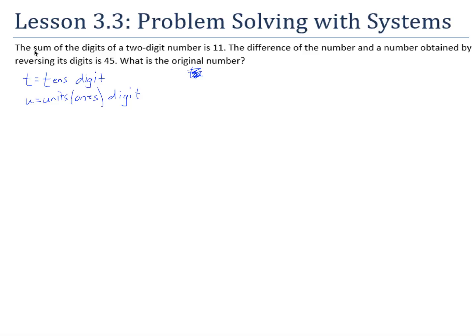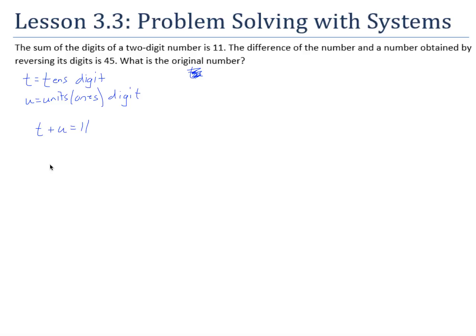Well, the first part of this is pretty easy because once we set this up, this is our tens digit and our units digit. We want the sum of the digits to be 11. So that's nice and easy. One of our equations is just going to be our tens digit plus our units digit has to equal 11. The next part can be the tricky part.